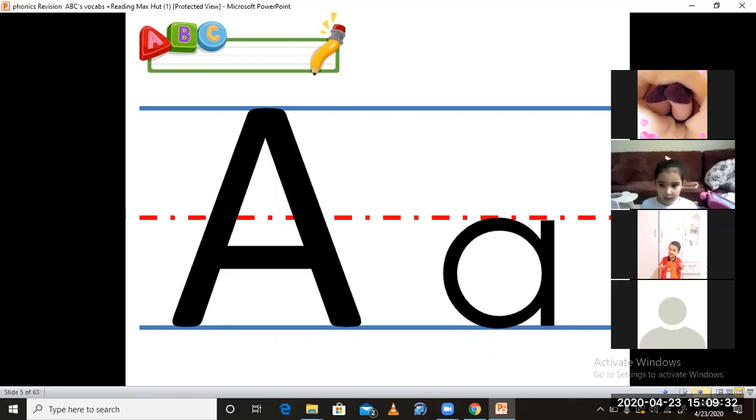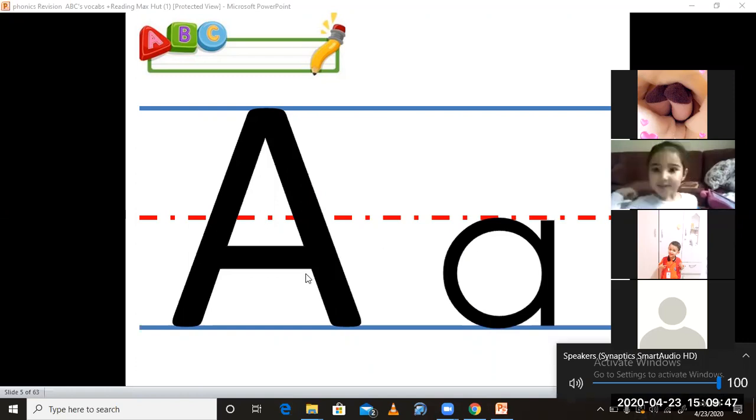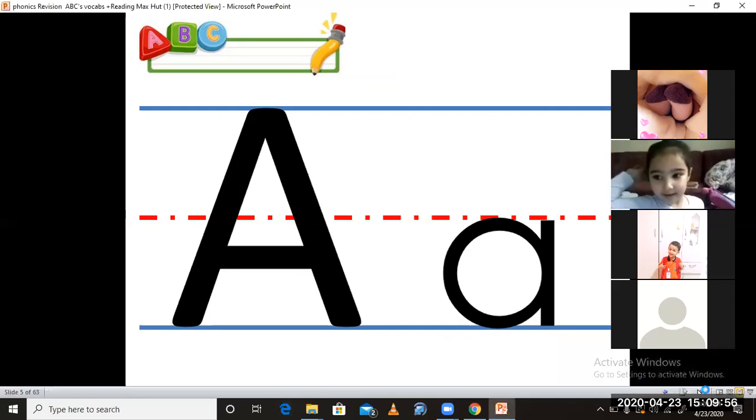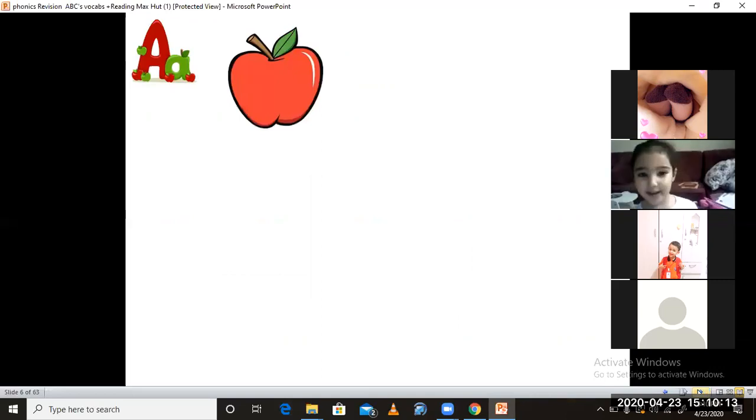Which letter is this? Very good. And what is the sound for letter A? Excellent. Capital A, small A, and the sound is A. Apple. A. And. Very good. Excellent, kids. Apple.